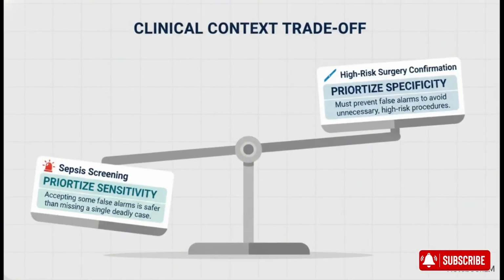This slide gives us a perfect real-world example of this trade-off in action. So on the left, for a sepsis screening tool, we have to prioritize high sensitivity. Sepsis is incredibly deadly if it's missed, so we will gladly accept a few false alarms to make sure we don't miss a single case. But now look at the right side. If an AI is helping to confirm the need for a really risky surgery, we have to demand high specificity. We have to be as certain as humanly possible that the condition is there before we do something so invasive. See? The clinical context changes everything.